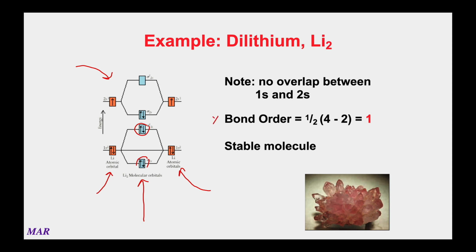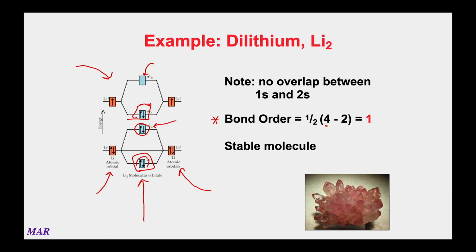But let's compare it. Let's figure out the bond order. 1/2 parentheses bonding minus anti-bonding. So there's two bonding here, and there's two bonding right there. So that's the 4 bonding electrons. And then right there are the 2 anti-bonding electrons. This one up here is empty. So 1/2 parentheses 4 minus 2, 1 bond order. It's going to be stable.